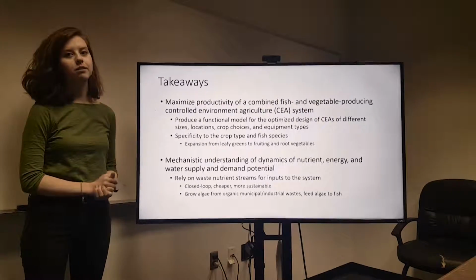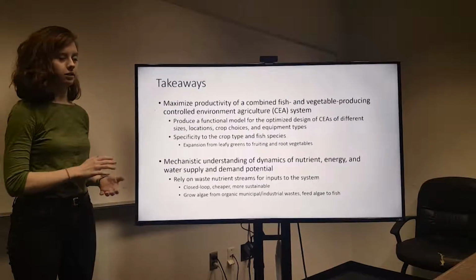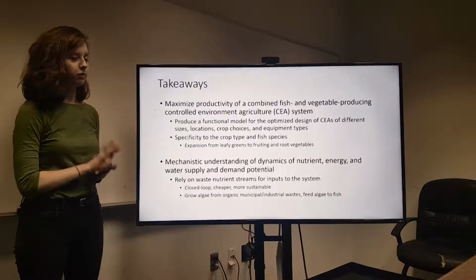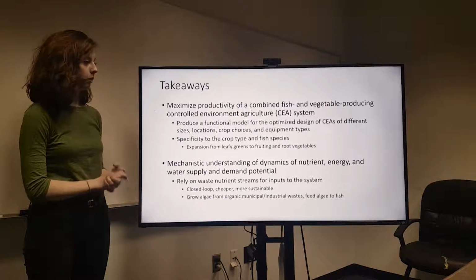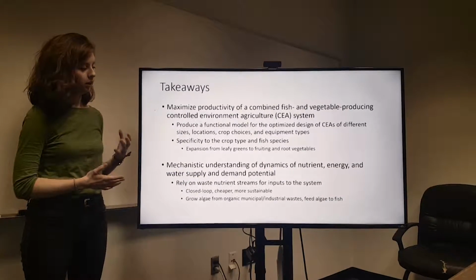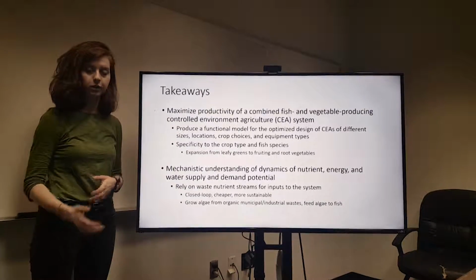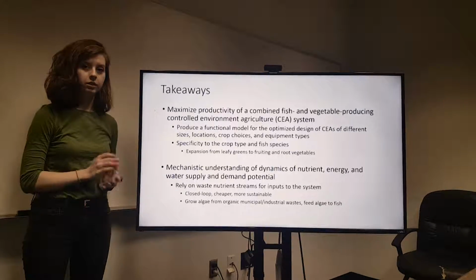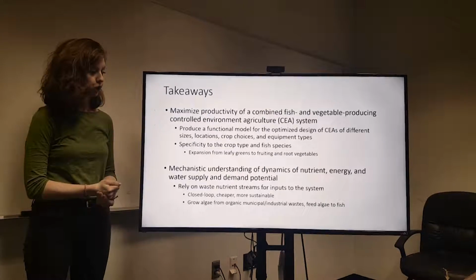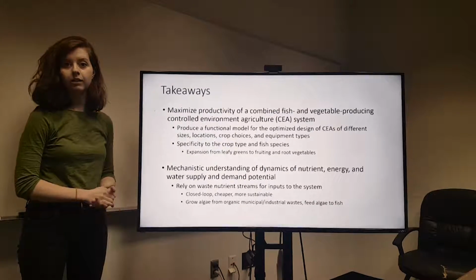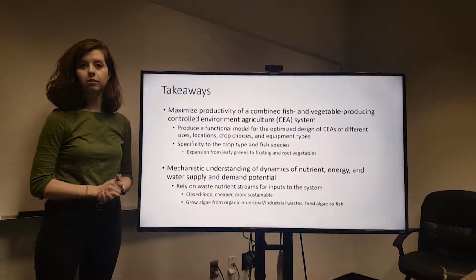So the overall takeaway from what our model is trying to accomplish is we want to maximize the productivity of this aquaponics system to get the most fresh food possible from existing waste streams in an urban system. So we want to produce a functional model that, importantly, is deeper than just a black box understanding of inputs versus outputs of the system. We want to understand the system dynamics, the system demand for nutrients, for water, for energy, and for the potential supplies in a city to get as efficient as possible of a system in place.